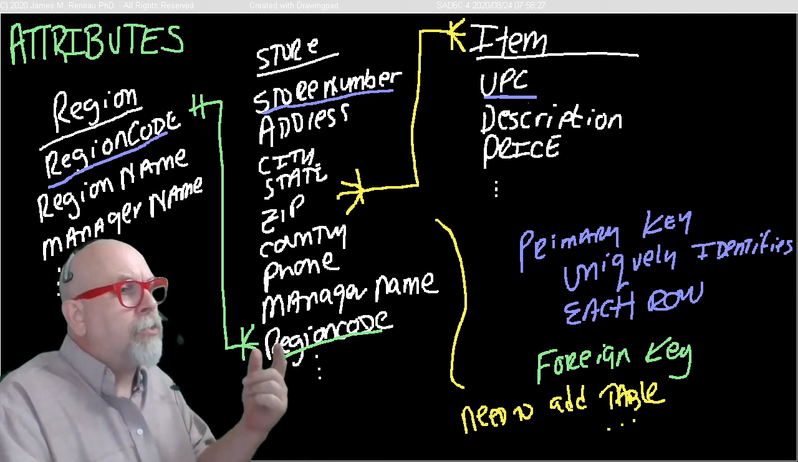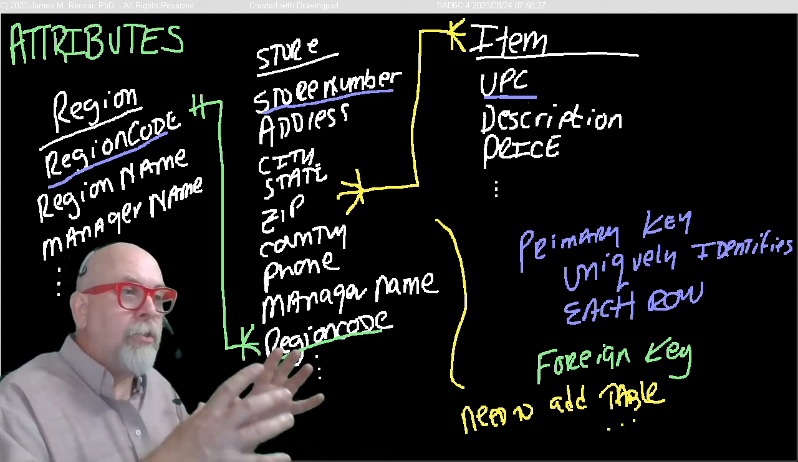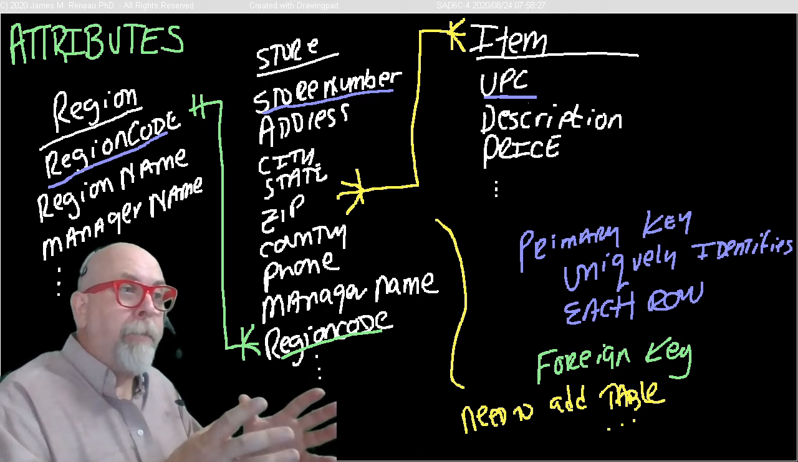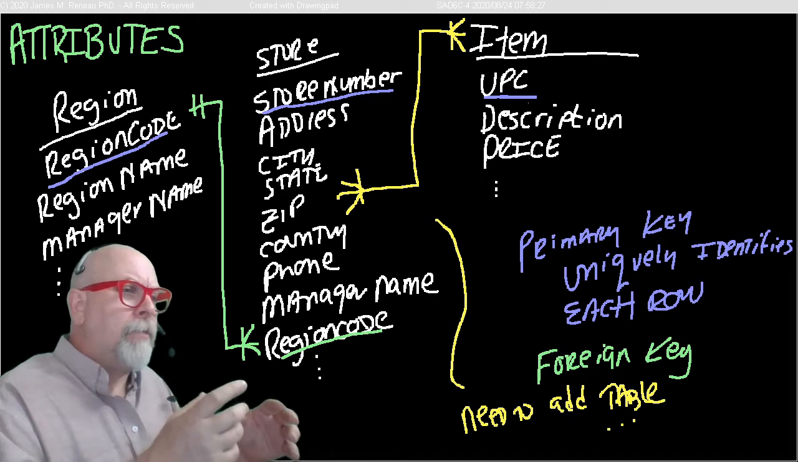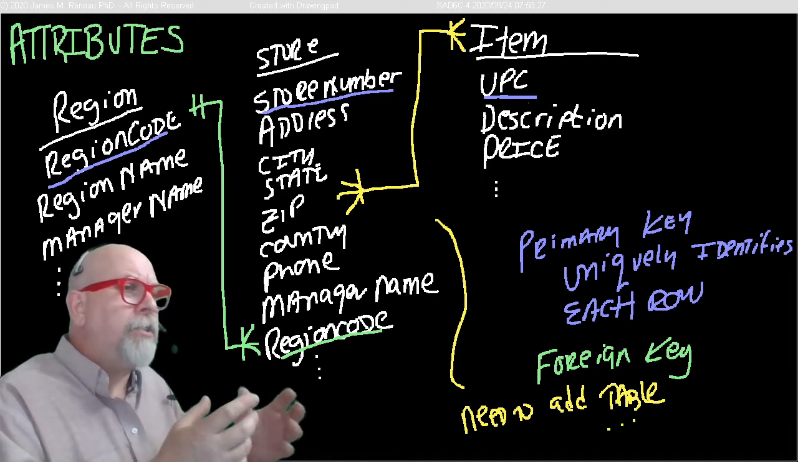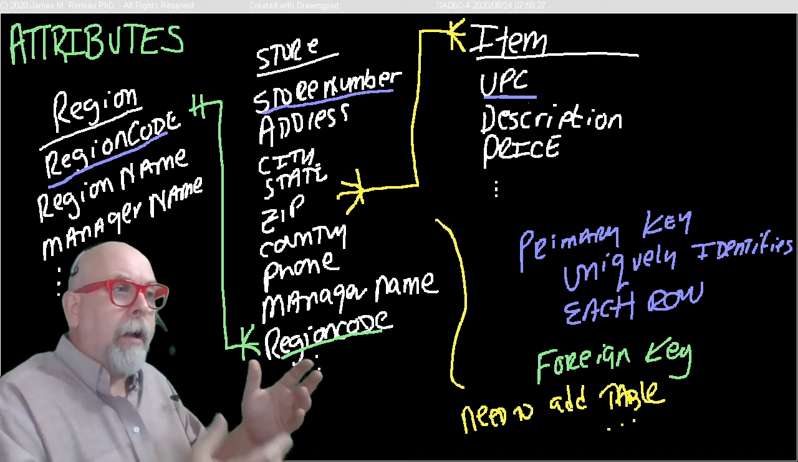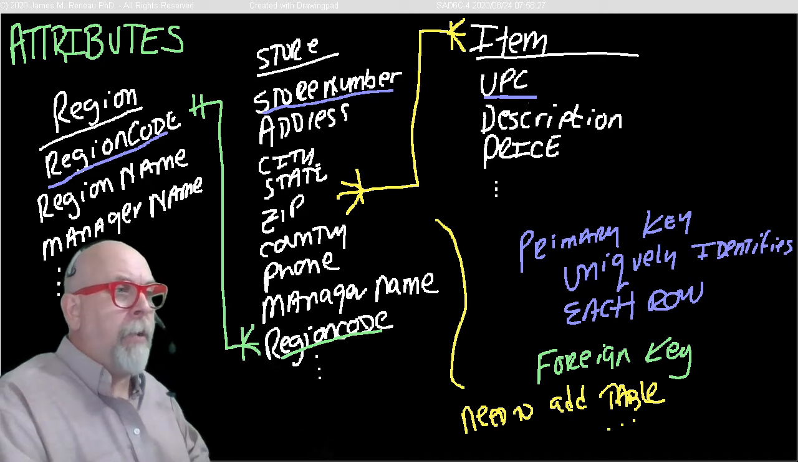Could we have used address and city, state, and zip and country and jammed them all together as a primary key? Yeah, but that gets to be complicated. That's rather complex, where it's just simpler to say store number. So I'm going to make the store number the primary key here.